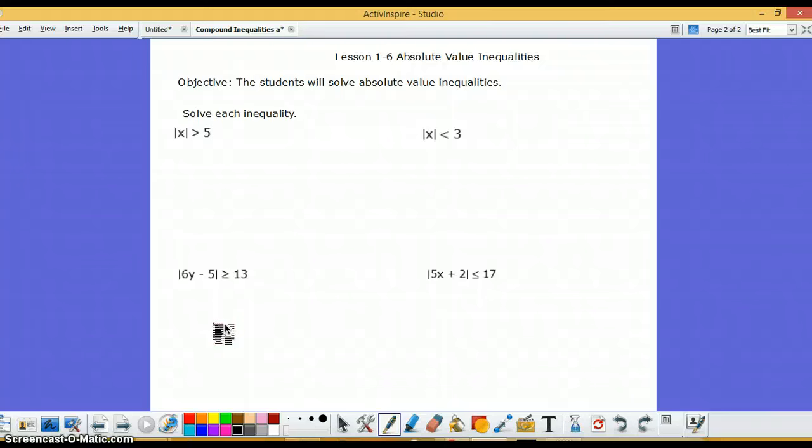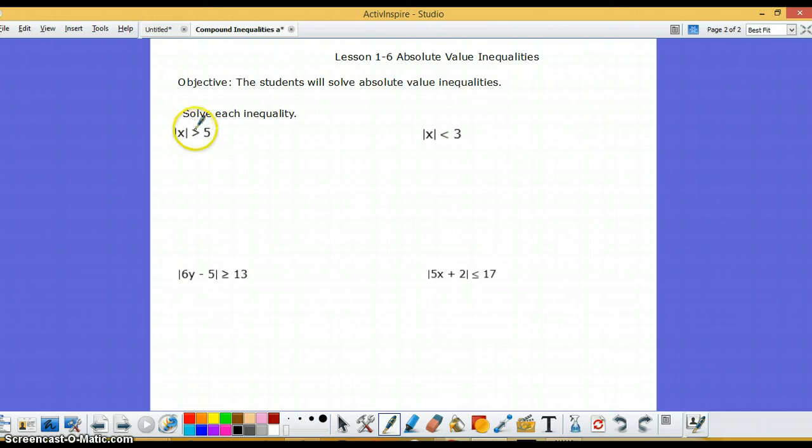Alright, so in this video we're going to solve absolute value inequalities. So obviously that's our objective, is to solve absolute value inequalities. These work very similar to absolute value equations, except for this sign's going to be a big thing. Okay? So these first two are real simple.